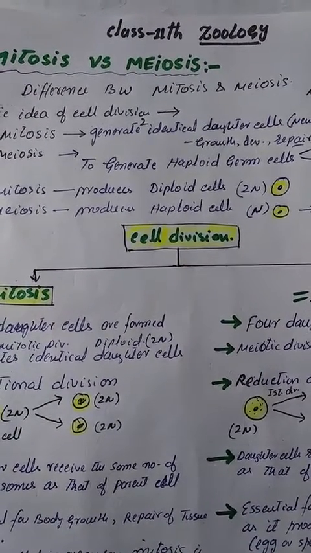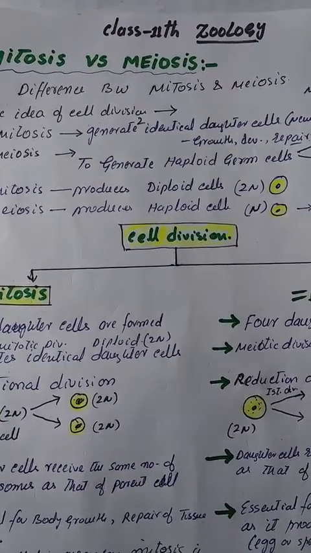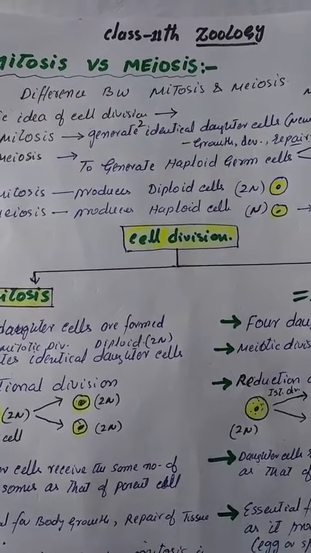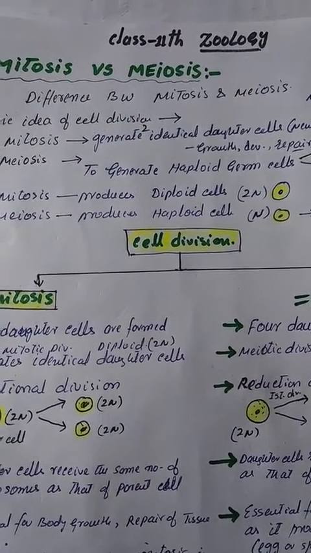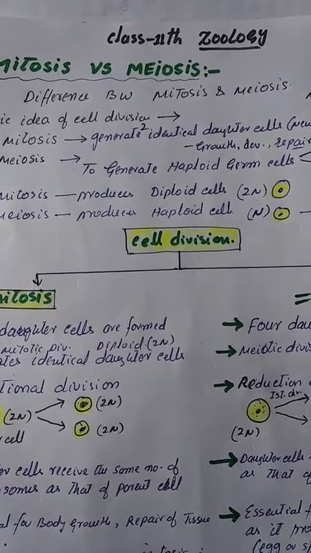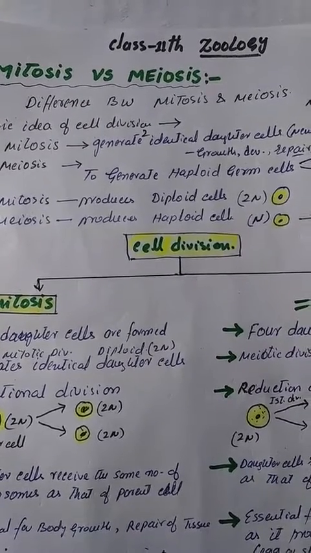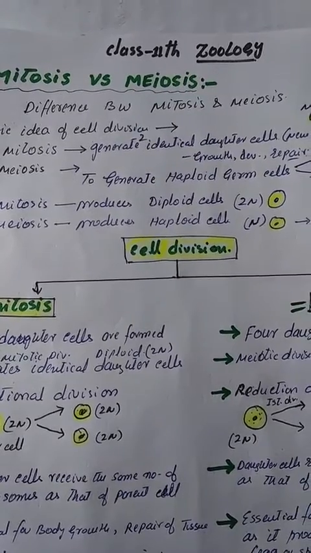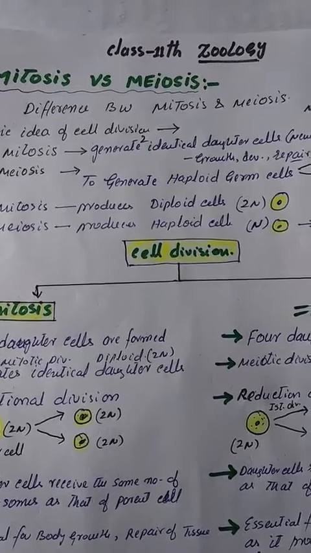Since in our previous topics we discussed in detail about different aspects of cell division that included mitosis and meiosis, today we will discuss the various differences between mitosis and meiosis, that is mitosis versus meiosis, or we can say the difference between mitosis and meiosis.